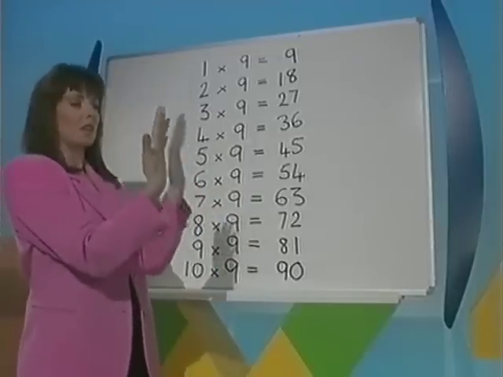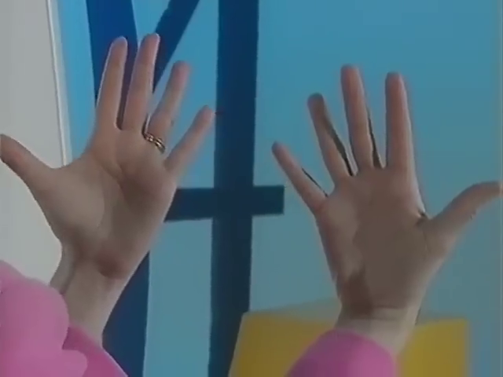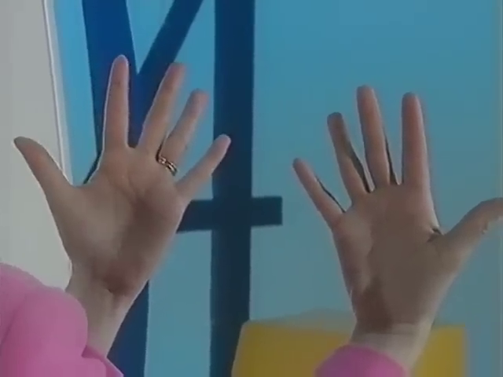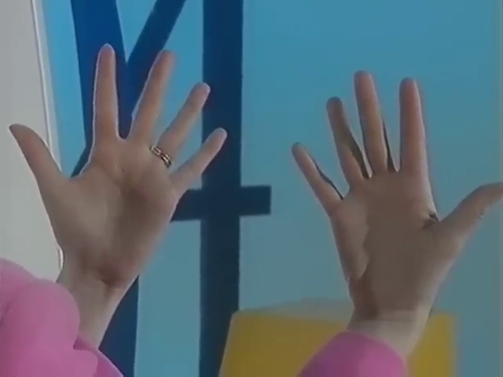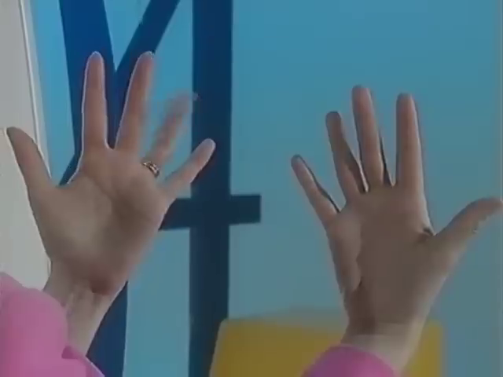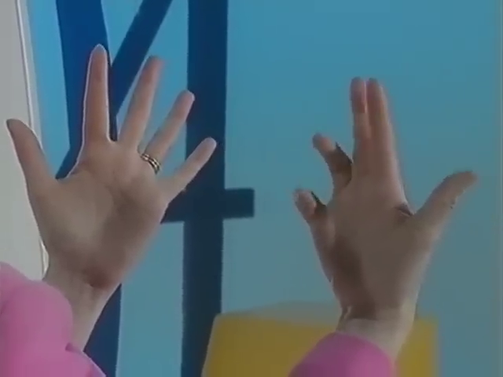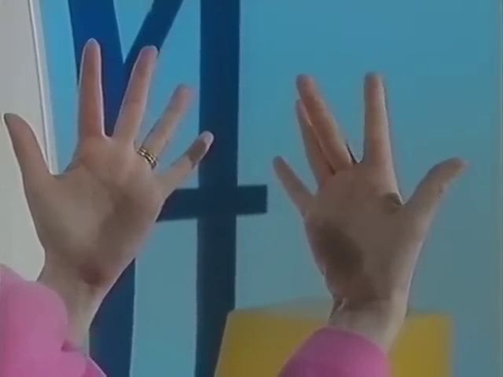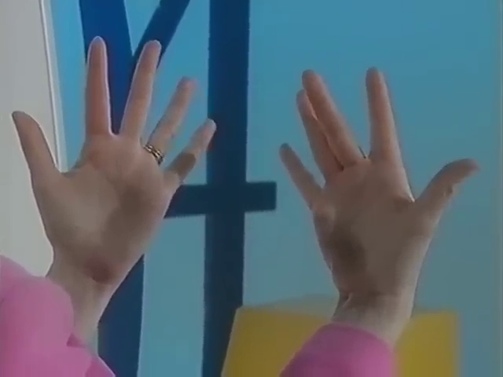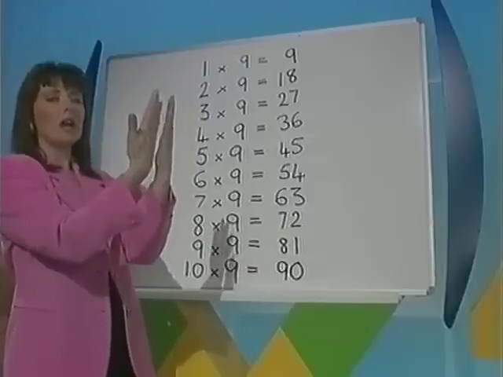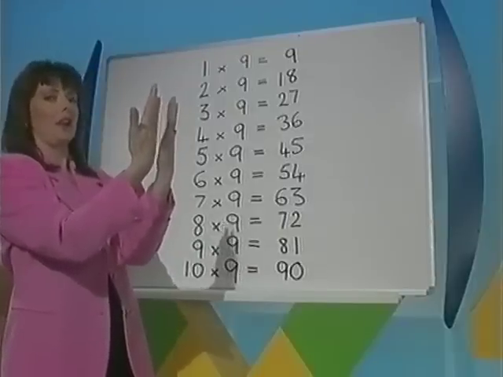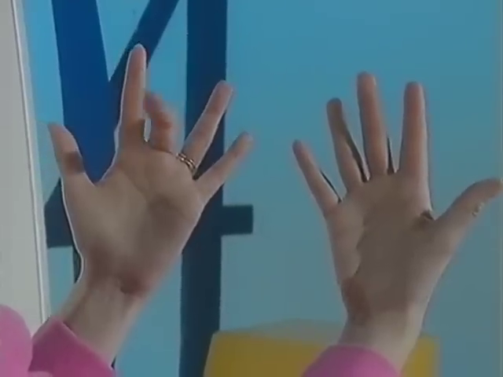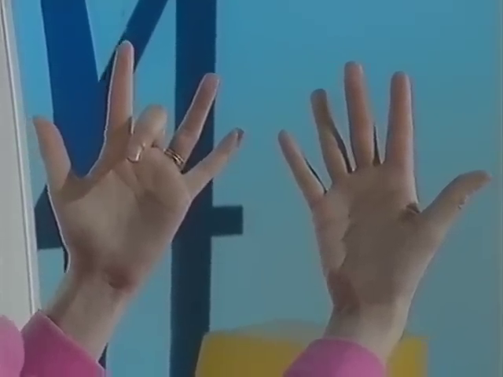Hold your hands out in front of you. Now call this thumb number 1, this finger number 2, this one number 3, number 4, number 5, number 6, number 7, number 8, number 9, and finally number 10. Now, what's the question? Well, what is 3 times 9? Put finger number 3 down, and now look at your hands.